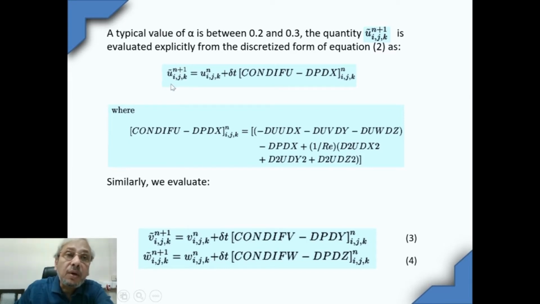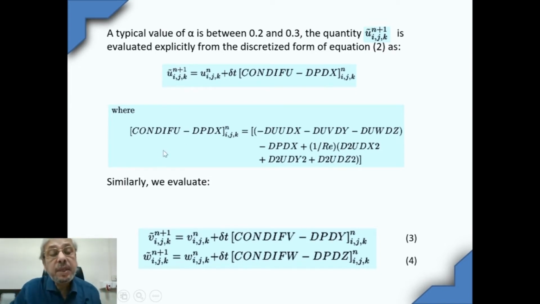But these velocity components have not yet satisfied the continuity equation in each cell. So we are calling these velocities provisionally advanced velocities. Instead of writing u_ijk at a level n plus 1, we are also using a tilde sign. That means it is not yet u_ijk at n plus 1, it is the provisionally advanced u_ijk at a level n plus 1.